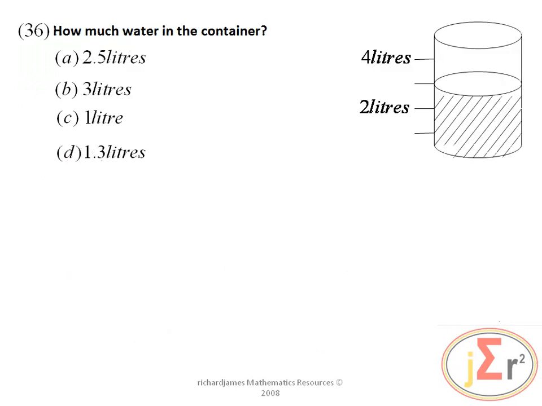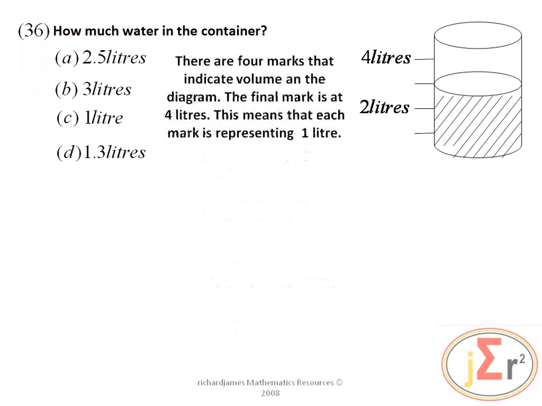How much water is in the container? There are 4 marks that indicate volume on the diagram. The final mark is at the 4-liter mark. This means that each mark is represented by 1 liter. So we have 1, 2, 3, 4 marks. And we have 4 liters. Therefore, each mark is representing 1 liter.